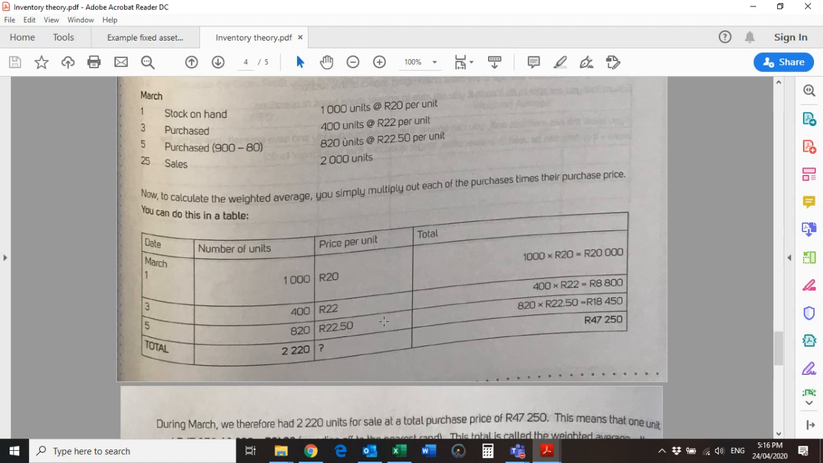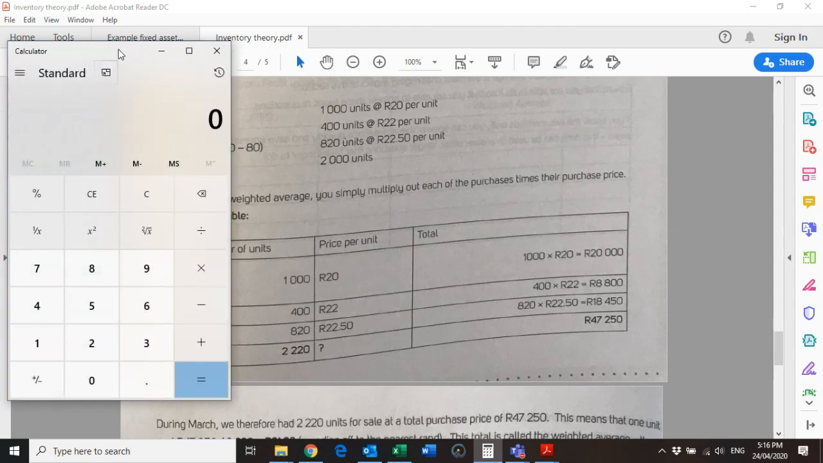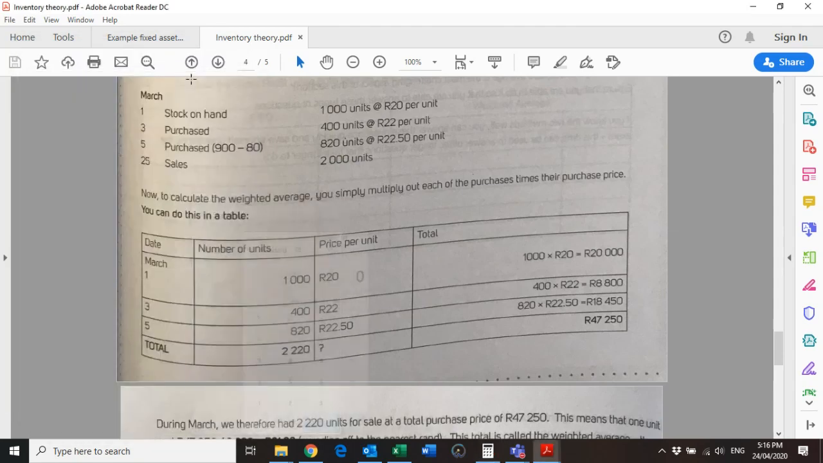I bought it at a price of 22.50. So what would my amount then be? It would amount to 18,450 rand, right? So now my closing balance, because now I'm at the year end, I have a closing balance of 47,250.